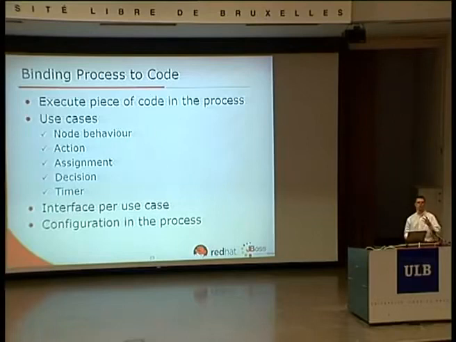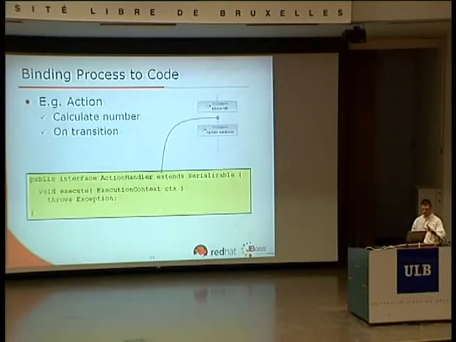You might also want to build reusable pieces of code. Sending an email is a very good example that you might want to do in several locations in the process, but of course in each location you have different configuration parameters that you want to give. So there is a configuration mechanism for this code. Let's quickly go through it. The example here is an action. We want to listen to the execution taking a transition, and in that case we want to calculate a number.